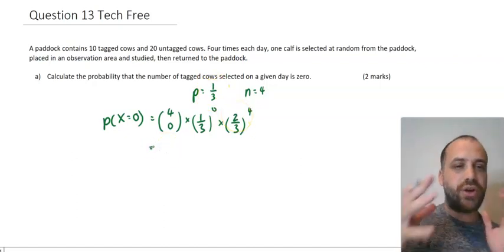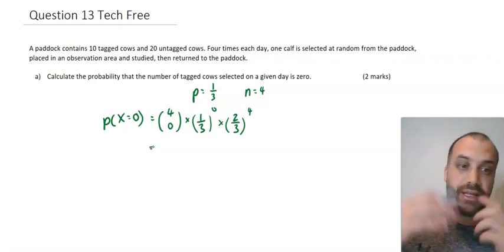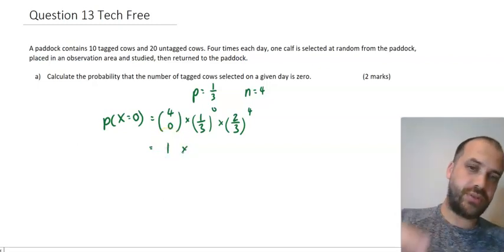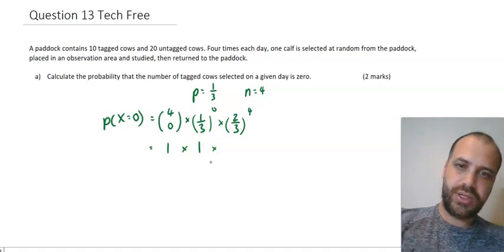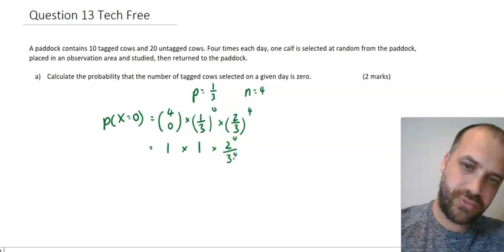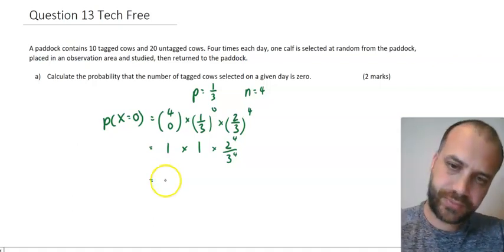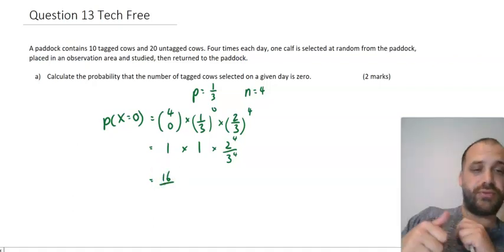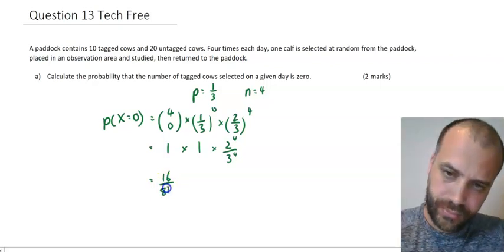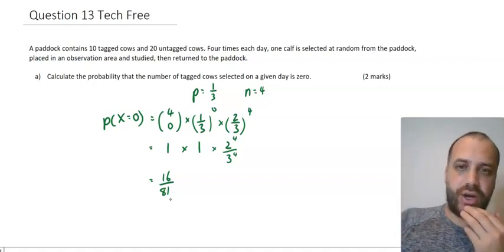4 choose 0. There's only one way you can have exactly 4 failures, and that's fail everything. So 1 times 1/3 to the power of 0, anything to the power of 0 is 1, times 2/3 to the 4, that's the same as 2 to the 4 over 3 to the 4. 2 to the 4, 2, 4, 8, 16. And 3 to the 4, 3, 9, 27, 81. It doesn't look like I can simplify that, so my answer here is 16 over 81.